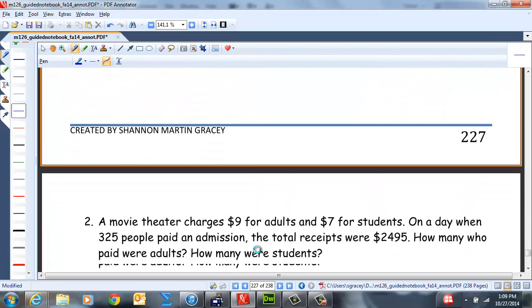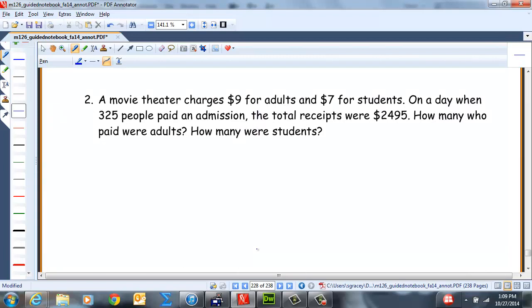Okay, so next up, what do we have going on? A movie theater charges $9 for adults and $7 for students. On a day when 325 people paid an admission, the total receipts were $2,495. How many who paid were adults and how many were students? So please, if you feel confident, pause the movie and try this on your own. Otherwise, you can go along for the ride.